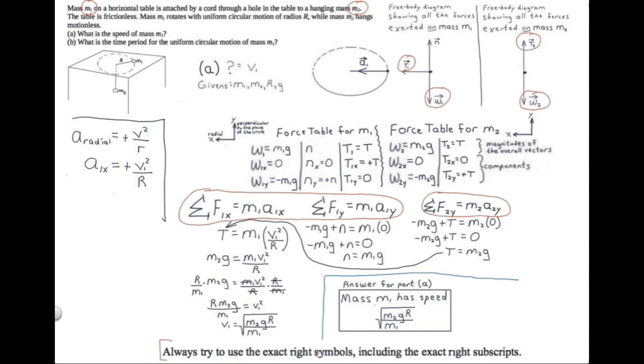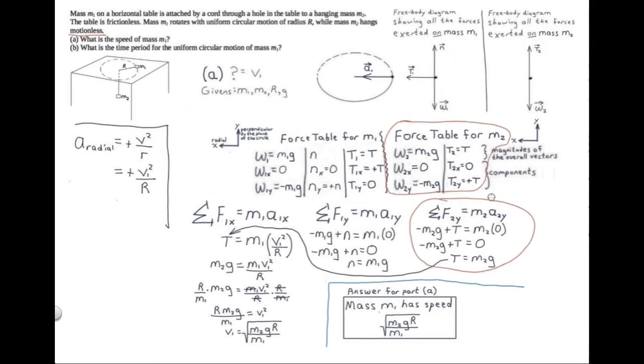Always try to use the exact right symbols, including the exact right subscripts. For a multiple object problem, we use subscripts to carefully distinguish the 2 objects from each other. Notice that the problem used 1 and 2 subscripts to distinguish mass 1 from mass 2, and we used 1 and 2 subscripts to distinguish the tension forces on object 1 and object 2, the weight forces on object 1 and object 2, and the Newton's second law equations for object 1 from the Newton's second law equation for object 2. There are no forces on object 2 in the x component.